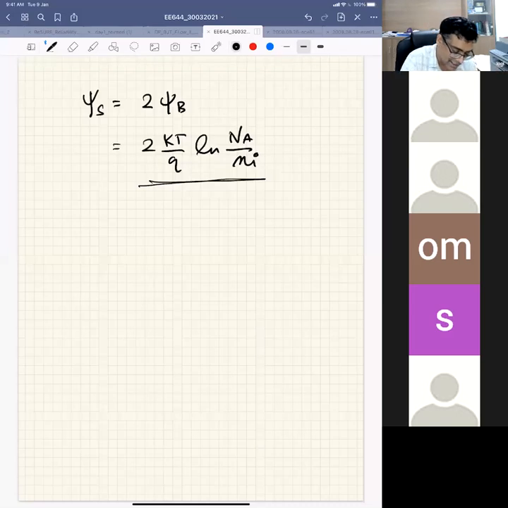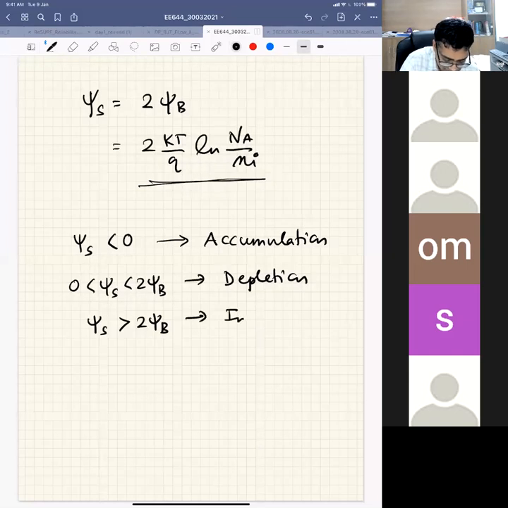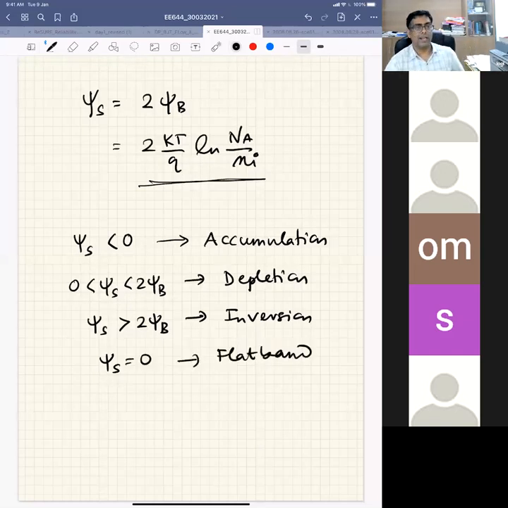So to summarize, if your psi s is less than 0, this is my accumulation condition. Your psi s somewhere between 0 and 2 psi b is depletion. Your psi s more than 2 psi b is your inversion condition. And if your psi s equals 0, the bands are flat, so this is the flat band condition. So these are the 4 conditions.